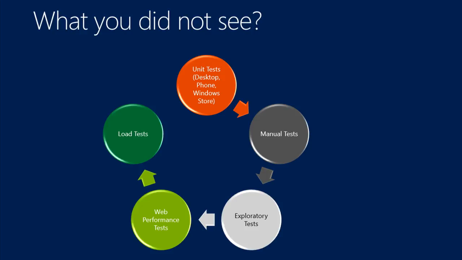We have unit tests for desktop, phone, and Windows Store. We also have the ability to do manual tests, which is like formally planned test cases which you can execute from Microsoft Test Manager. You have the ability to track exploratory tests, right? You explore the application, and then we give you some interesting features like action log, which actually shows you what was done during that exploratory testing session. We also have web performance tests and load tests to ensure that the app itself is performing properly.